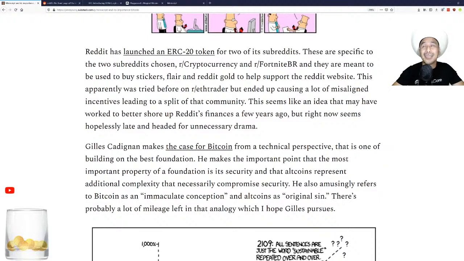and apparently they did something similar in ETHTrader, and that caused them to split. Honestly, this doesn't bode well for Reddit as a website. I think the VC investment that's been put in is demanding some sort of a return, but I don't know if they can really monetize their users that well.